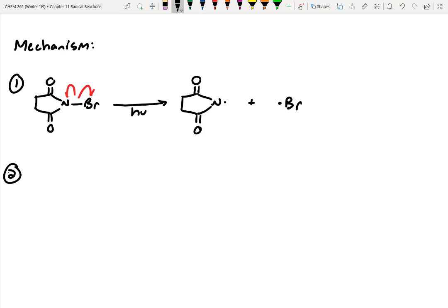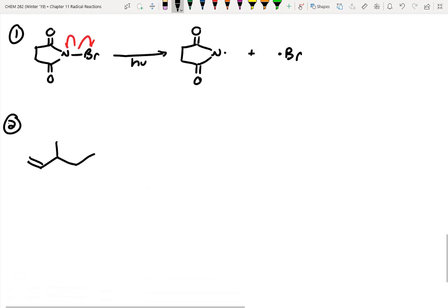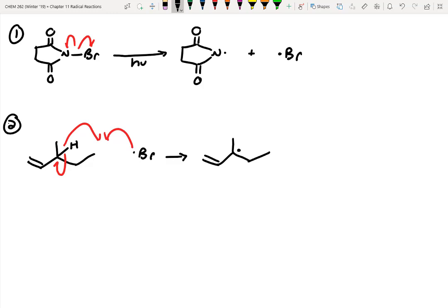And then step 2, we have our propagation. And just like we saw before, we need to identify the most reactive hydrogen, which we indicated was the hydrogen coming right off that central carbon. That will react with our bromine radical, and the bromine radical will steal it. So we'll do a hydrogen abstraction. The other electron from that covalent bond is going to be dumped down into the middle. So now we've got that tertiary radical that also has resonance.